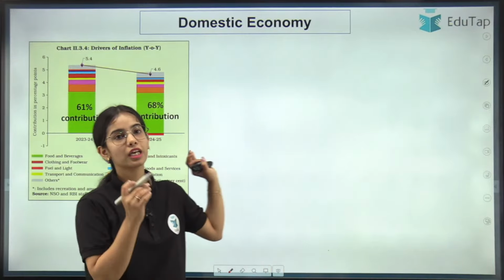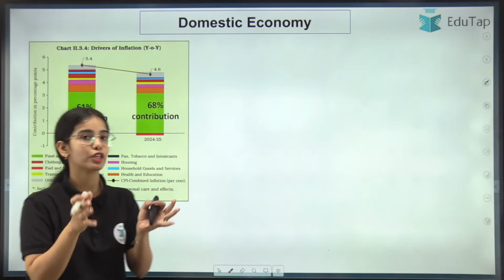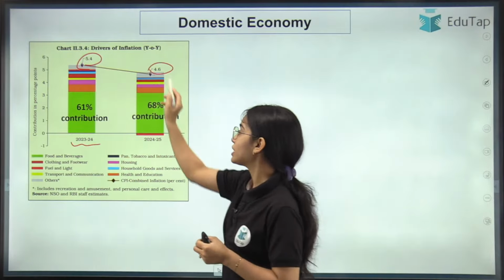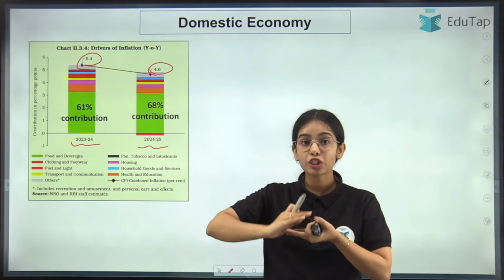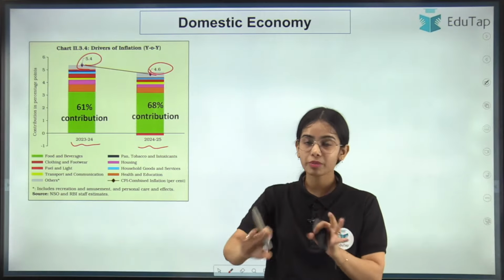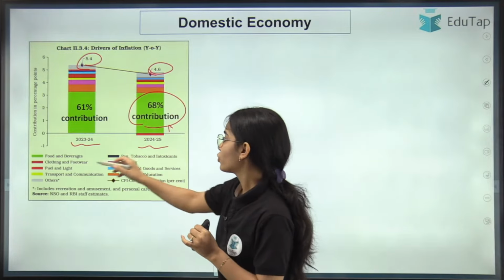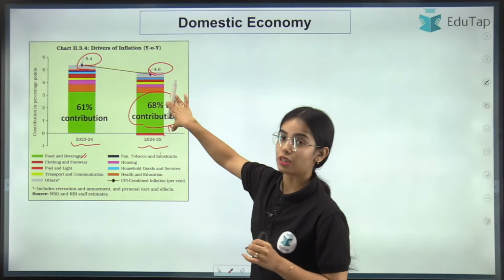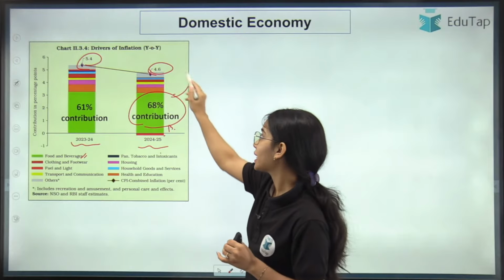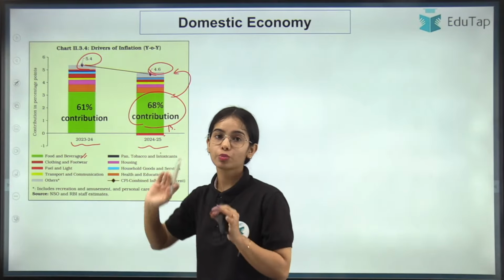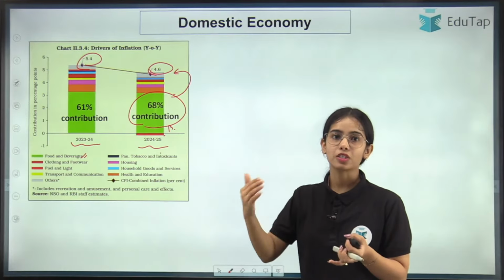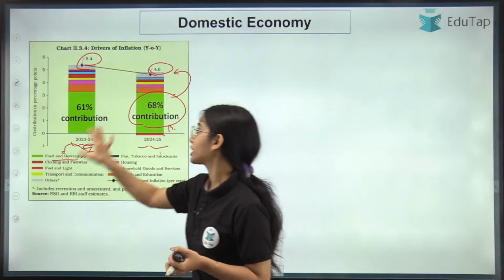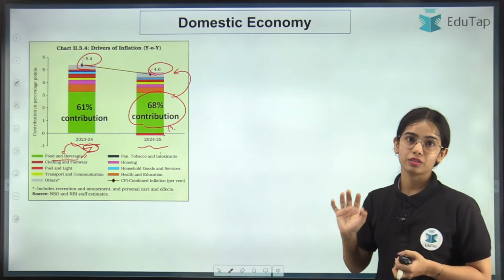Here you can see that the inflation rate, headline inflation, retail inflation or the CPI inflation rate decreased from 5.4% in 2023-24 to 4.6% in 2024-25. The majority of the inflation was contributed by food and beverages. In 2024-25, 68% of the contribution to headline inflation came from food and beverages. There was huge inflation in the food and beverages segment, and that affected the headline inflation, okay?